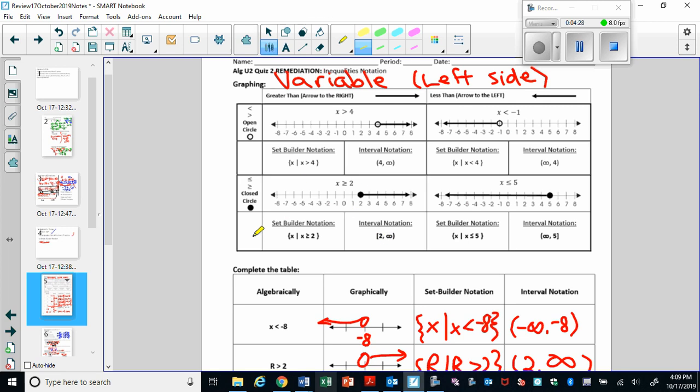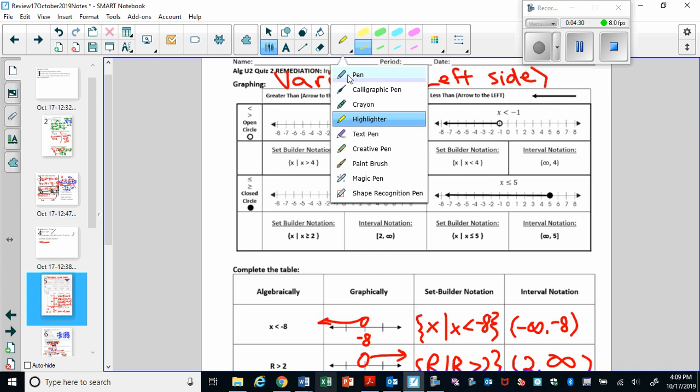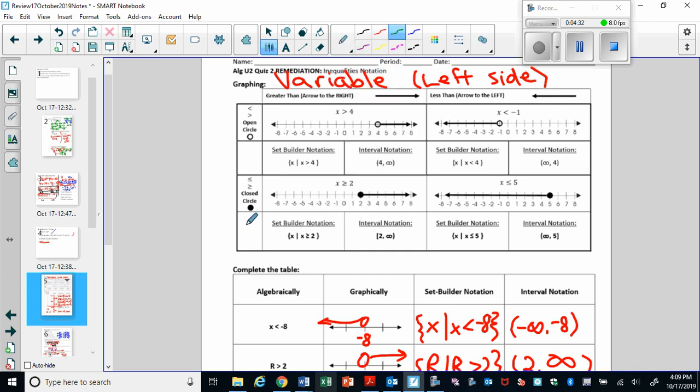And in fact, I will do that. I will also add your brackets. So closed circle, it's going to be a bracket. Open circle, parentheses. Whoops, I got a little too carried away.